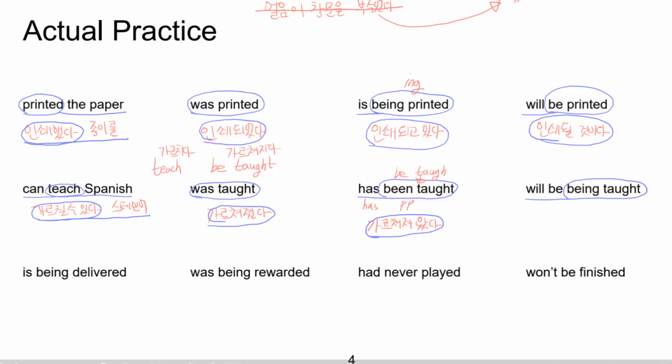And then we can see that we have will be ing form. Do you see that, right? In that we have be taught. Will be ing is a tense, future continuous, right? Future continuous. So it should mean, in Korean, 가르쳐지고 있을 것이다. Okay.